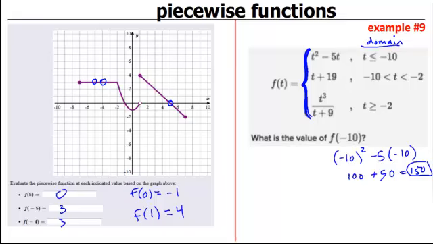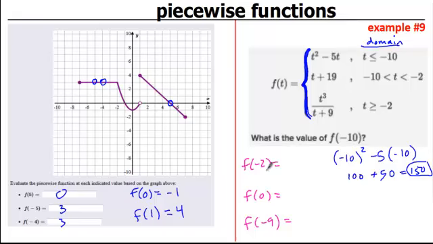Okay, what if I gave you the following? I want you to see if you can evaluate each of these, please. For each of these, you check your input. Again, the value inside the parentheses of your function notation is your input.